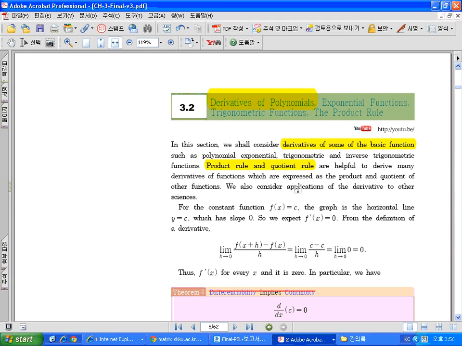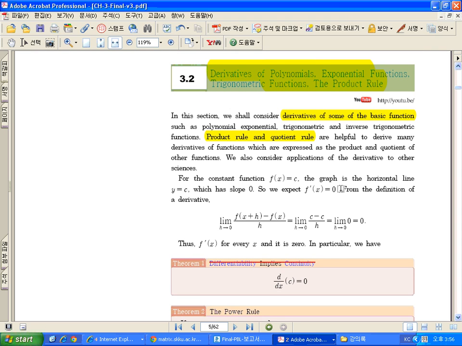Now we start section 3.2, derivatives of polynomial, exponential functions, and trigonometric functions, and the product rule. You asked me to show the proof of the product rule, so that is going to be our objective of today's lecture.